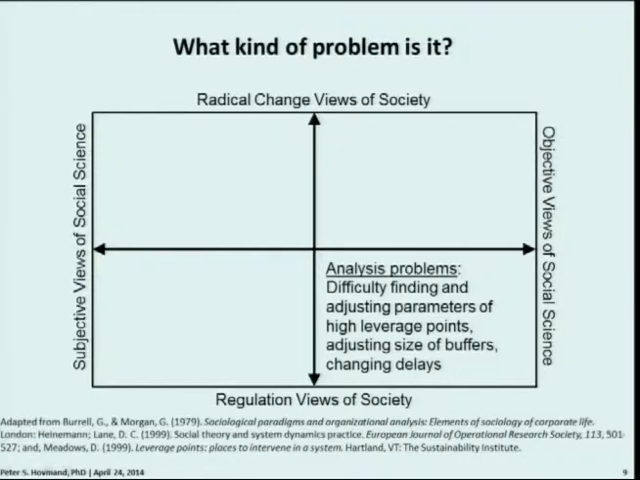And this type of framework has actually been used not just to think about organizational studies, but different methods in system science and where they land and systems approaches to management. I've used this to think about, well, there are actually different kinds of problems we might be thinking of. Typically, a lot of our research fits into this category of analysis problems. We have difficulty finding or adjusting parameters in systems. We have difficulty figuring out where the leverage points are, that is, where are the real places where small changes could have big effects. How big should the buffers be if you think about a distribution system or a food system, or what are the impacts of delays and changing delays? So a lot of our traditional research would fit into this.